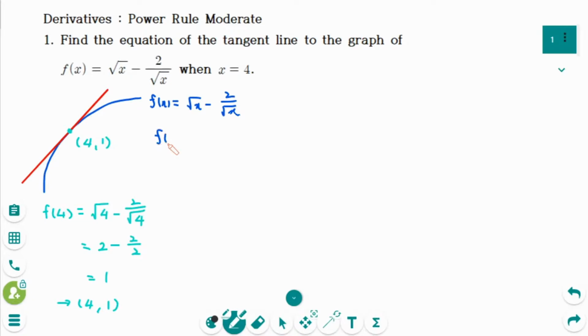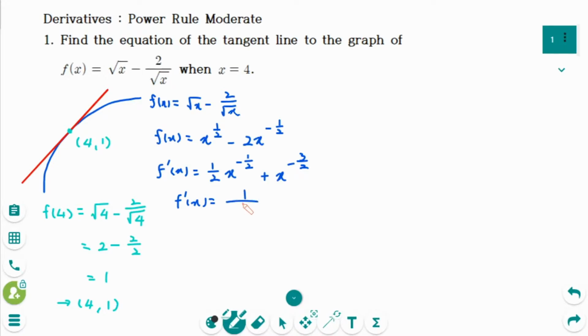f of x, we can rewrite as x to the power of 1 over 2 minus 2 times x to the power of minus 1 over 2. Then the slope equals 1 over 2 x to the minus 1 over 2 plus x to the minus 3 over 2. We can rewrite as 1 over 2 square root of x plus 1 over square root of x cubed.